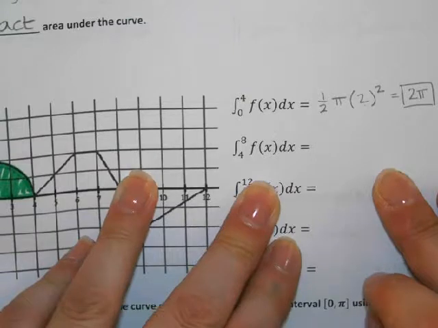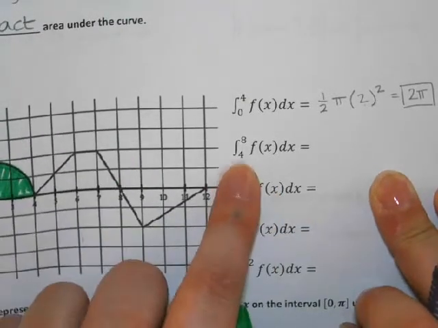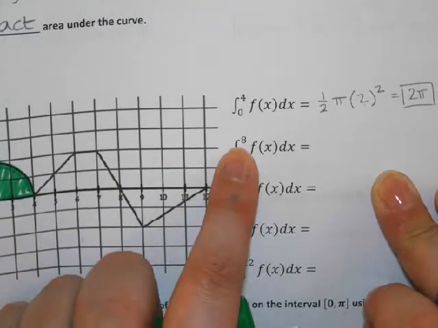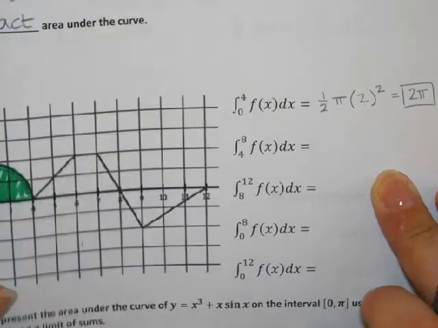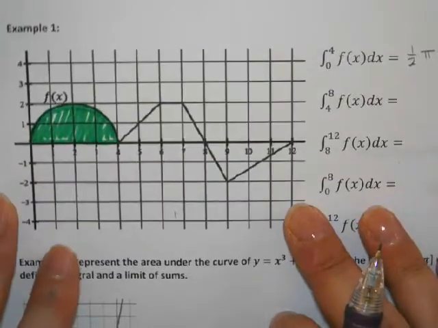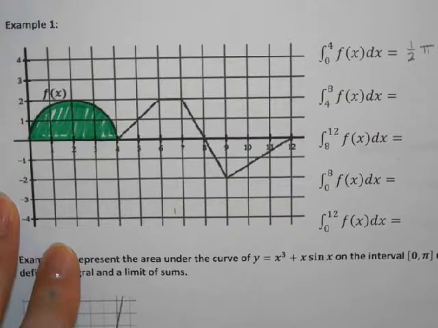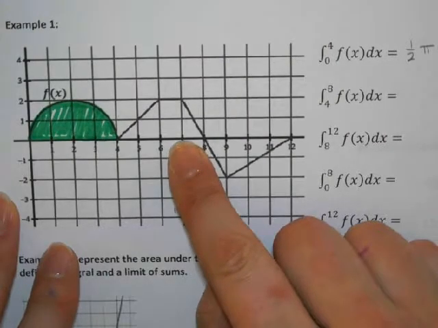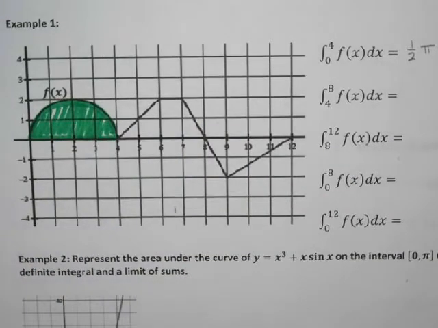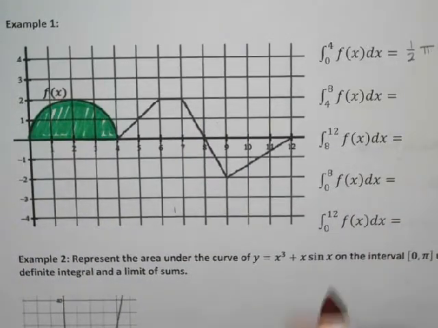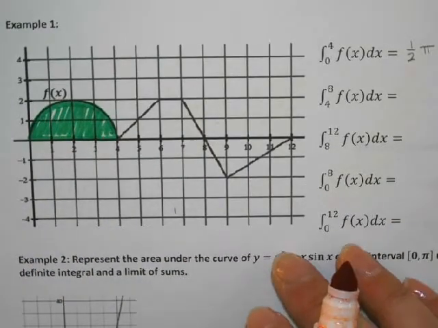Okay. Next, they want us to find the area looking from 4 to 8. So if we look from 4 to 8, I can't find all, well actually I could find all of it at once if I know the formula for a trapezoid. Anyone know the formula for a trapezoid? Nope, that's okay. So instead of doing that, let's go ahead and break this up into some triangles and rectangles.